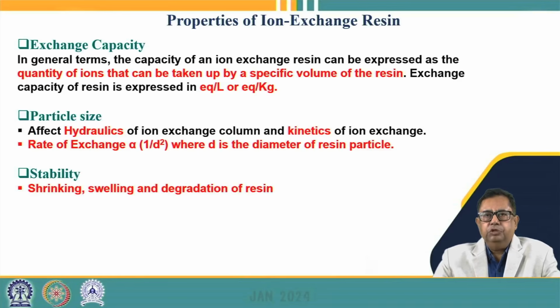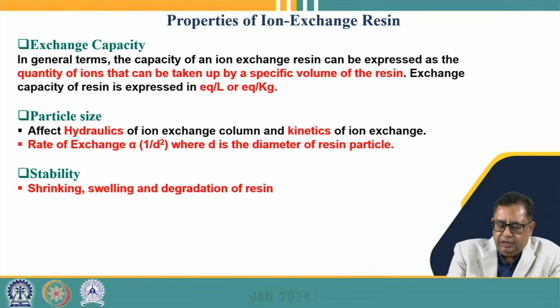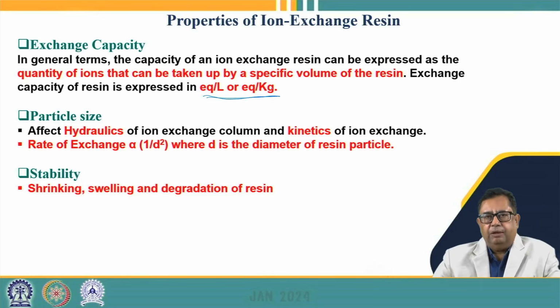So we come to the properties of ion exchange resins. The first and foremost important property of the ion exchange resin is the exchange capacity. The capacity of ion exchange can be expressed in the quantity of the ions that can be taken up by a specific volume of resin. It can also be the weight of the resin, which can be either dry weight or wet weight. So exchange capacity is always expressed in equivalents per liter or equivalents per kg or gram.